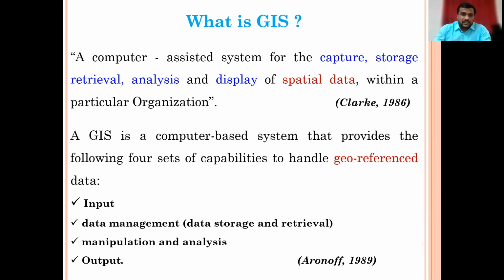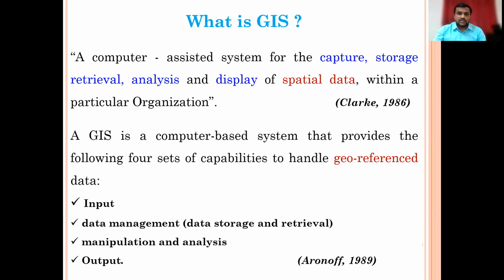Okay, and GIS also provides different capabilities to handle the georeferenced data sets. It is used for inputting the data sets. Then it can be used for data management, that includes the data storage and retrieval, and manipulation and analysis of spatial data sets. And we will have output in the form of some spatial maps that will have some locational information, some spatial information about real world objects.